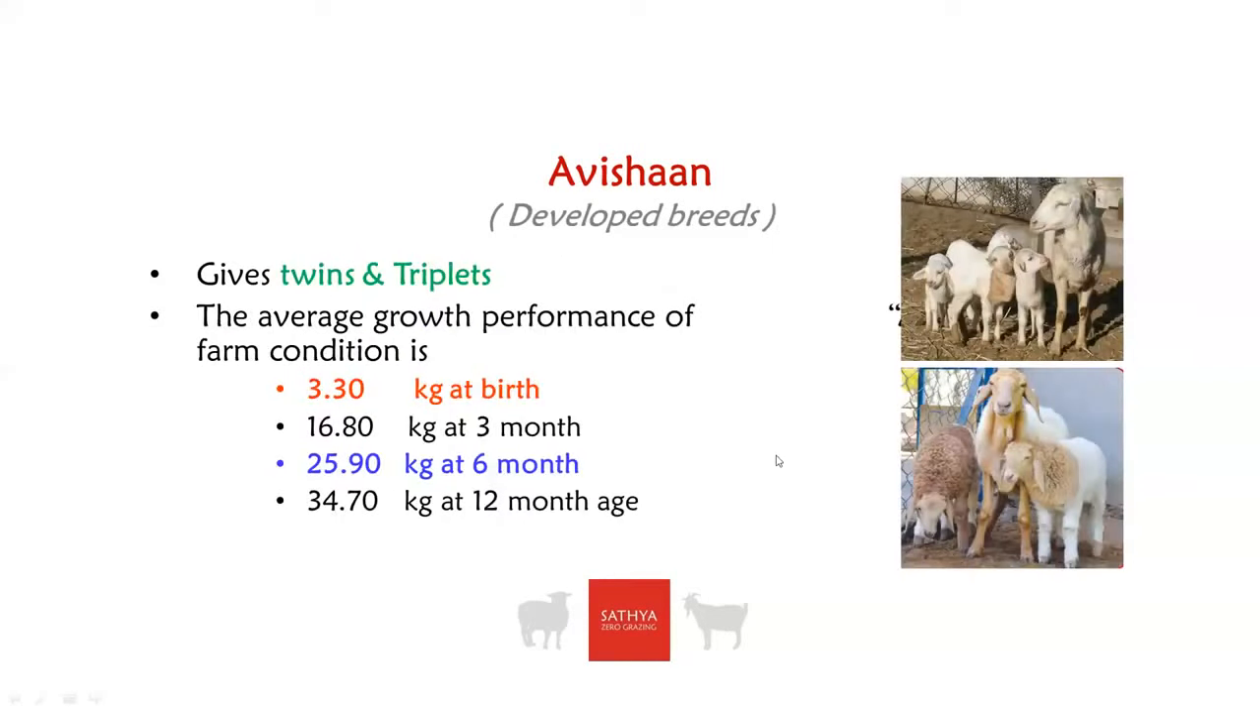Very interesting point is it gives twins. It gives twins and triplets. Not only twins, it gives triplets also. The average growth performance in farm condition is as detailed below. At 3 months of age, it gains 16.8 kgs, at 6 months of age around 26 kgs, and at 12 months of age around 35 kgs. This is very interesting growth. The growth performance is excellent and this is recorded at CSWRI.